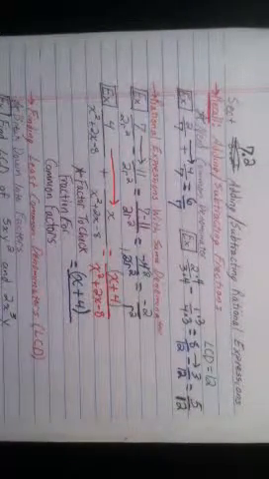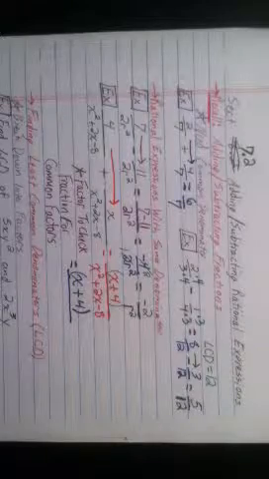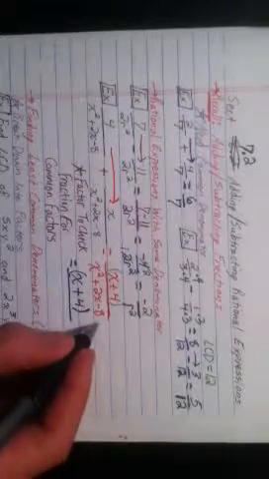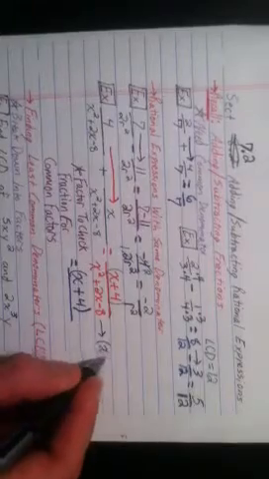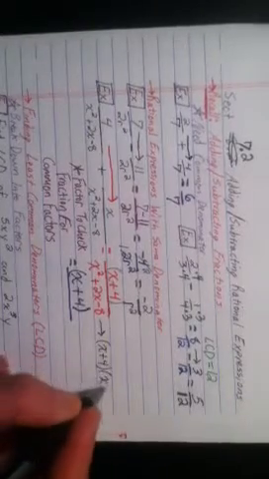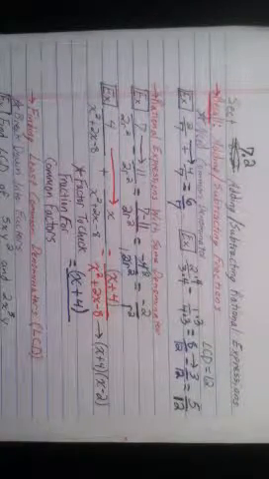Factoring the bottom expression, x squared plus 2x minus 8. To factor that, we want to look for two numbers that multiply to give us negative 8 and add to give us positive 2. Those numbers are going to be a positive 4 and a negative 2. So it factors into x plus 4 and x minus 2. Okay.